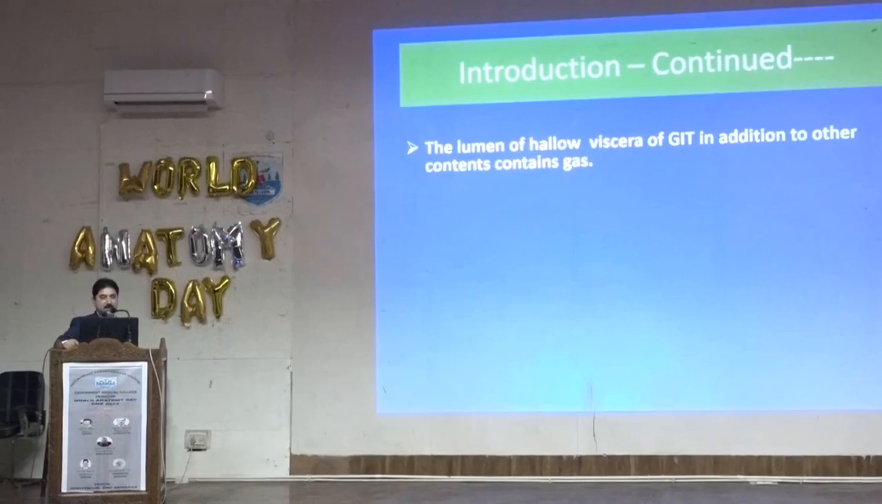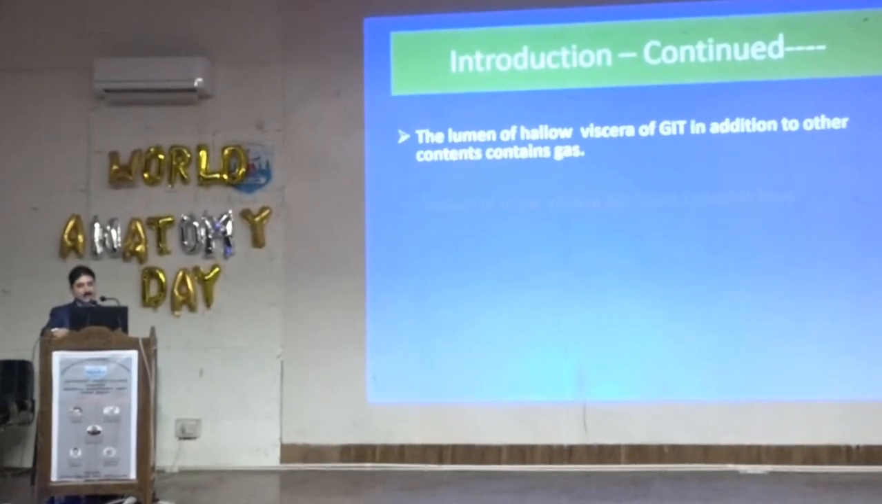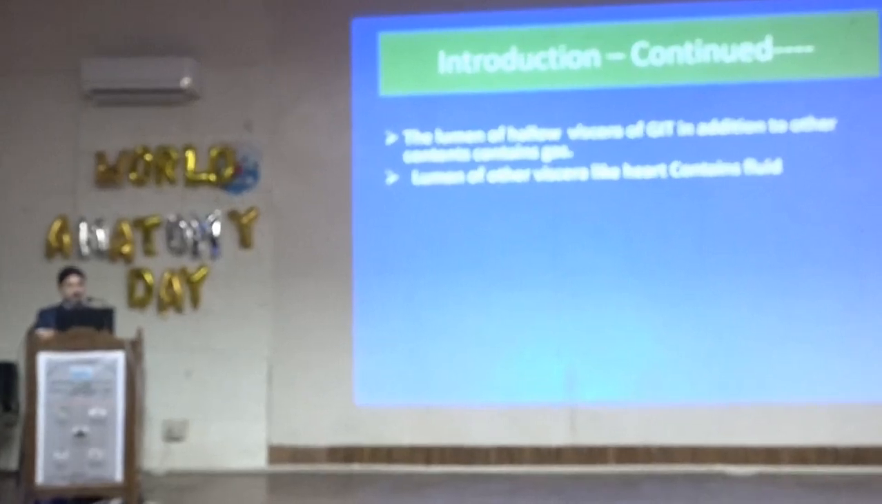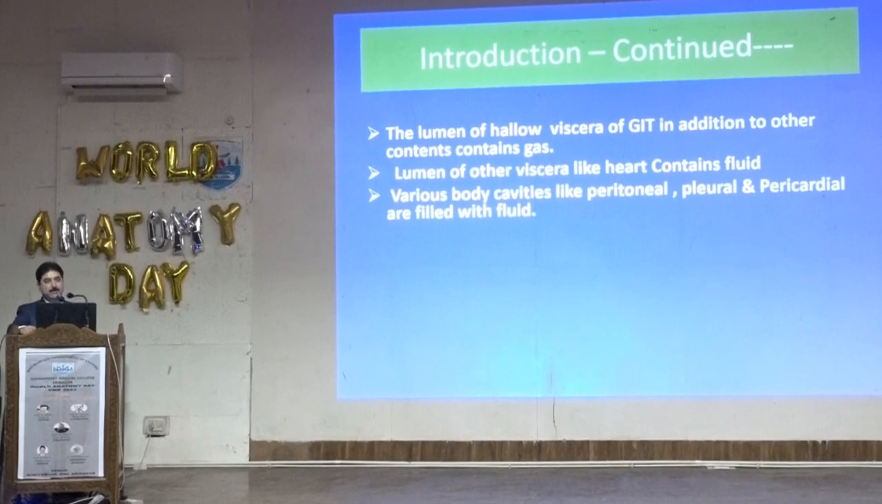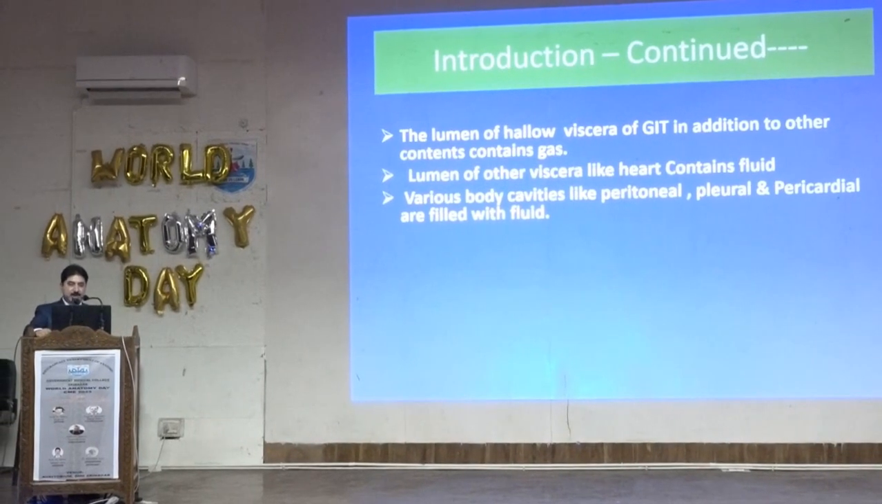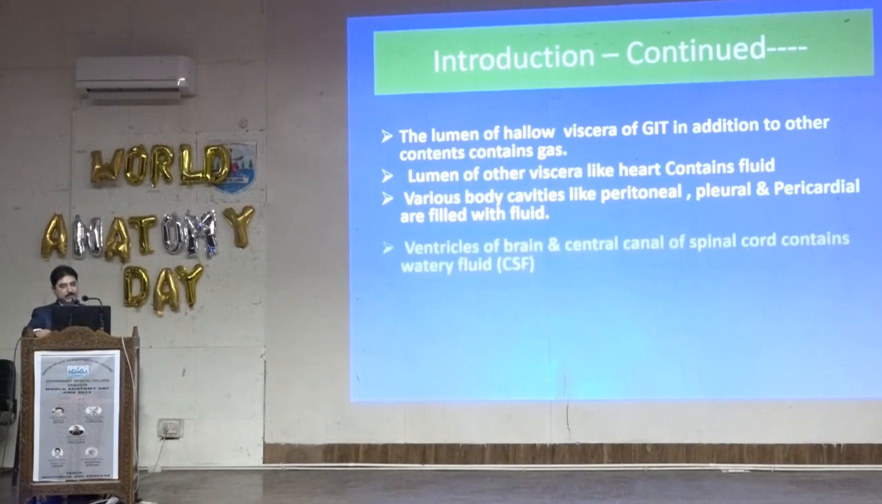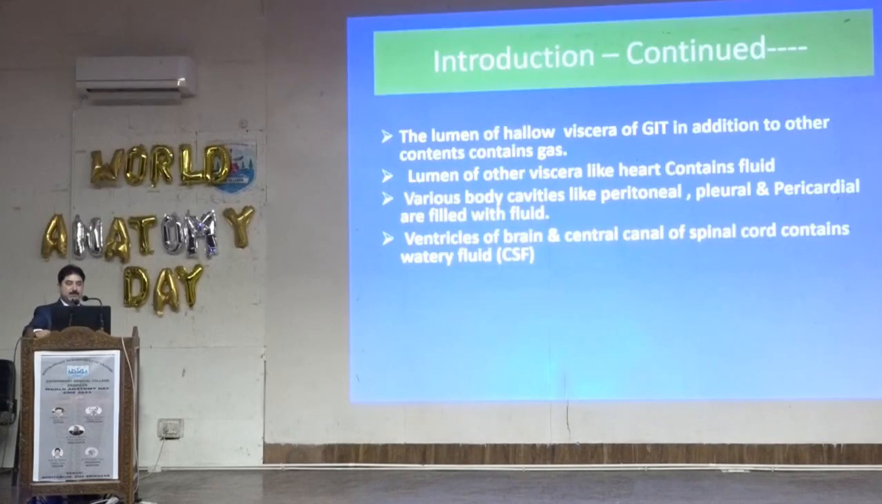The lumen of hollow viscera of GIT, in addition to other contents, contains gas. Lumen of viscera like heart contains fluid in the form of blood. Various body cavities like peritoneal, pleural and pericardial cavities are filled with fluid. The ventricles of brain and central canal of spinal cord contain watery fluid in the form of CSF.